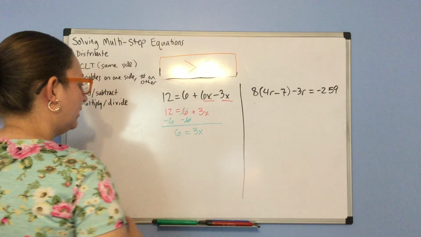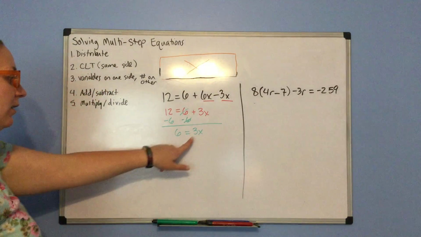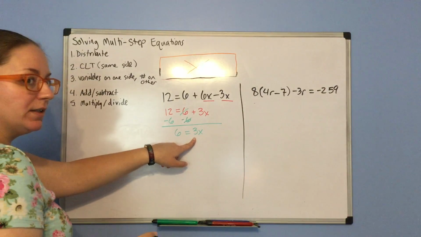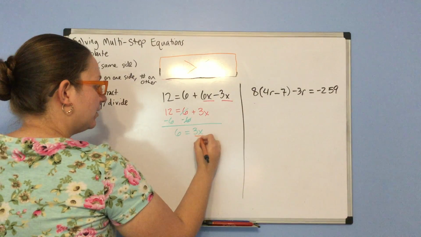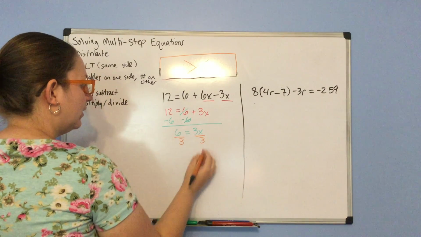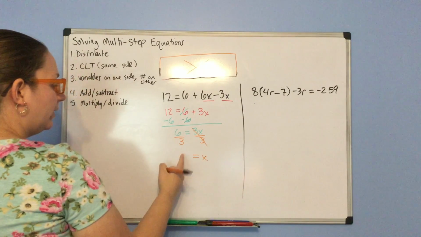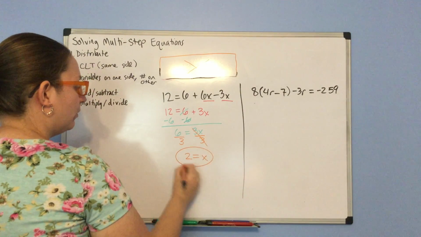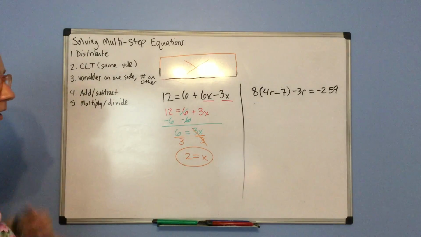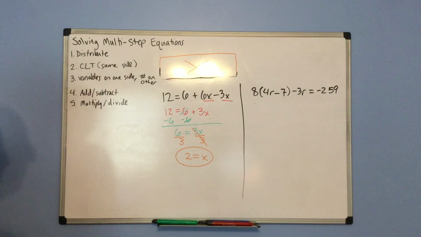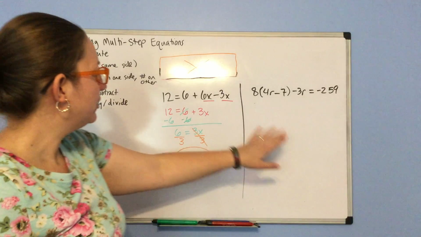And then last but not least, to get x completely by itself, we need to undo this 3. 3x is the same as 3 times x. These cancel because 3 divided by 3 is 1. Final answer here is x equals 2, or 2 equals x. You can write it either way. That does not matter. Let's try another one.